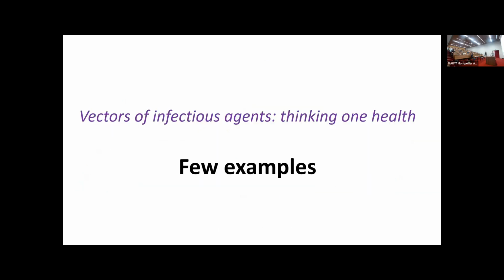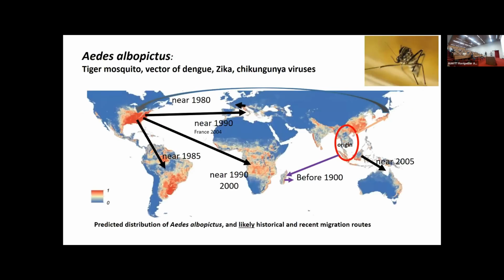And we are going to present a few complementary examples of thinking One Health. I like Aedes albopictus, not only because it is a very beautiful mosquito, as you know, but also because it is almost everywhere. It is scientifically very stimulating. So, coming from Southeast Asia, from the forest, a century ago, and then spreading around the world very recently, during the last 40 years, more or less.